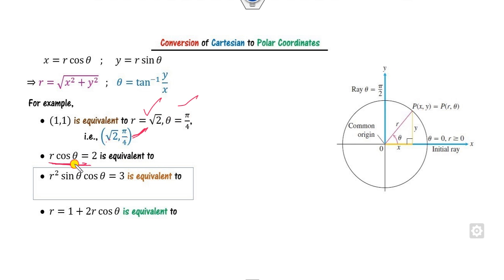Now this is already polar coordinates. Can you convert it into Cartesian coordinates? You can substitute r cos theta, that is x. So this is nothing but x equal to 2, the equivalent form of the polar coordinates in Cartesian coordinates. You can convert both ways.